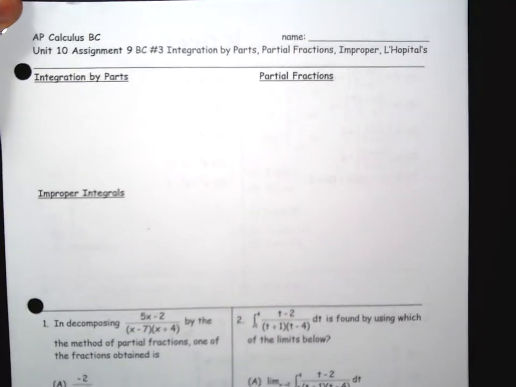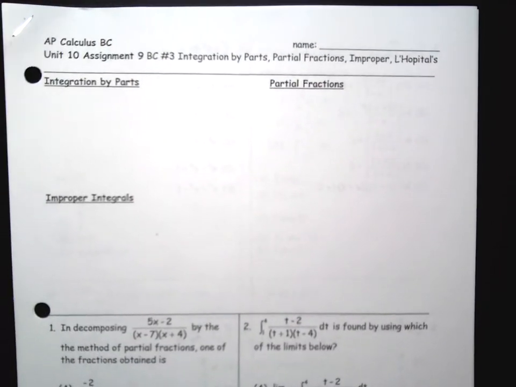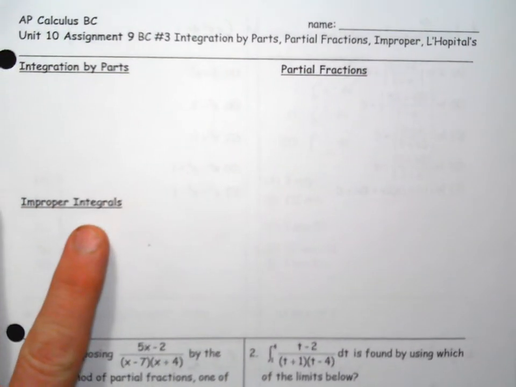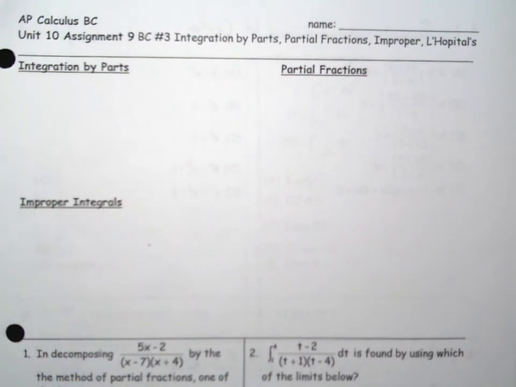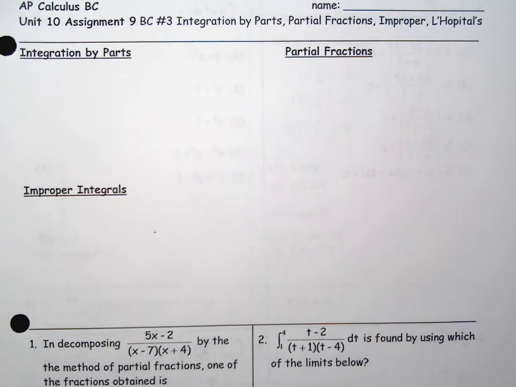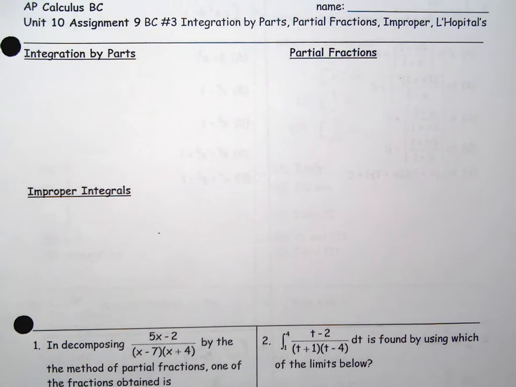All right, BC number 3, multiple choice packet. This is the third and final BC packet. These are helpful to review ideas that you are even on for your response. So this one is all about integration by parts, partial fractions, improper integrals, and L'Hopital's rule.